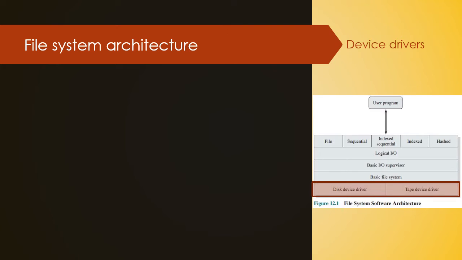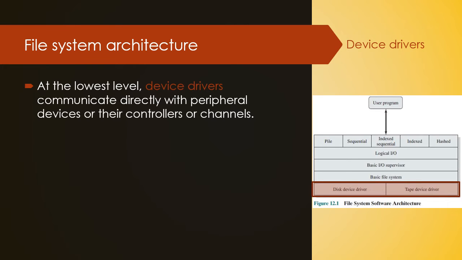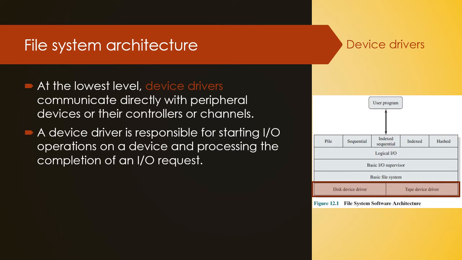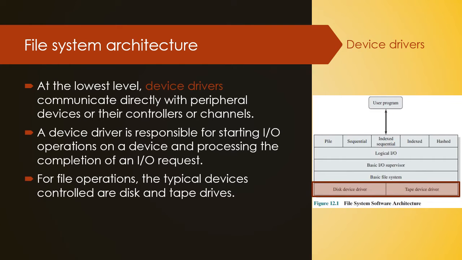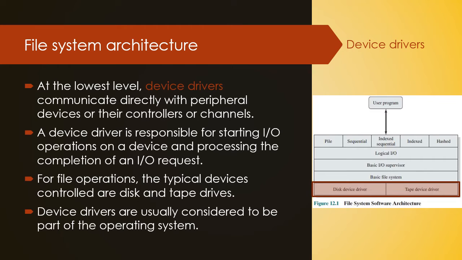Let us study the file system architecture as given by figure 12.1. At the lowest level, device drivers communicate directly with peripheral devices or their controllers or channels. A device driver is responsible for starting I/O operations on a device and processing the completion of an I/O request. For file operations, the typical devices controlled are disk and tape drives. Device drivers are usually considered to be part of the operating system.